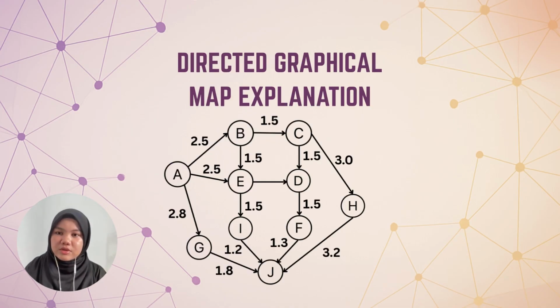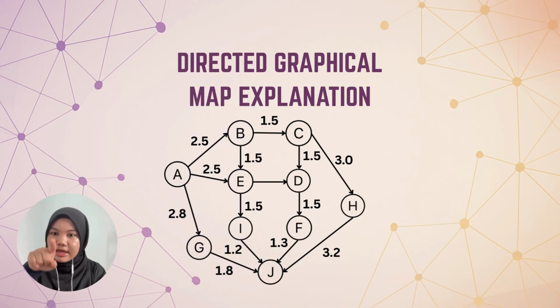So this shows the directed graphical map explanation that consists of 10 vertices labeled A to J connected by one-way paths with different distances in kilometers. Each vertex represents a delivery point and each edge shows the travel direction and distance. So this design shows the real-world road conditions such as shortcuts, hills, and roundabouts.